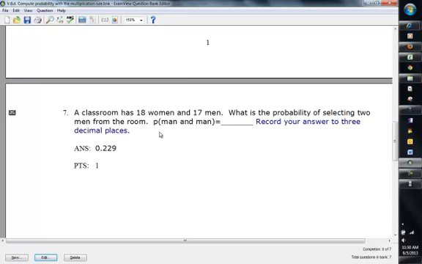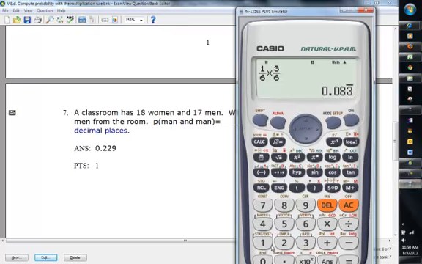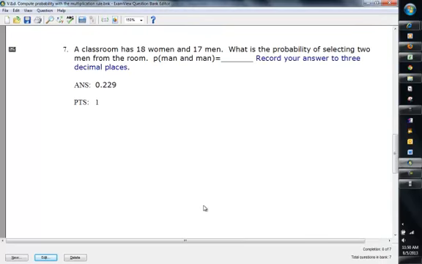What's the probability of selecting 2 men from the room? Probability of a man and another man. So we have the fraction 17 out of 18 plus 17 times another fraction, 16 men left out of 18 plus 16, which is 8 out of 35, which is 0.229 when you get done.